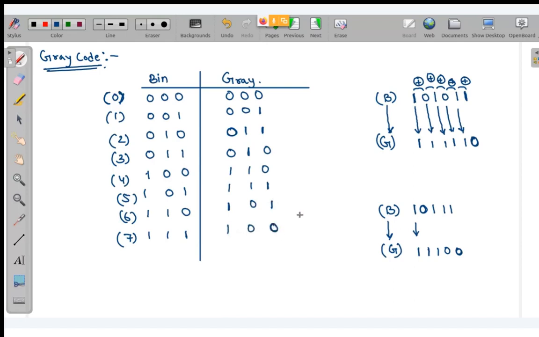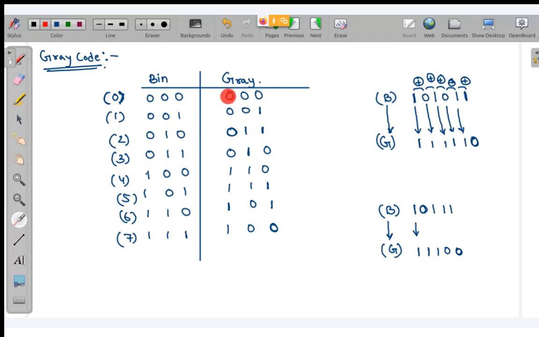Okay, now look very carefully. When we go from 0 to 1 in binary, only the LSB position is changing. So there is a bit change in only one place. But when we go from 1 to 2, you can see the MSB is remaining the same, but the middle bit is changing from 0 to 1 and the LSB is changing from 1 to 0. So there is a bit change of 2 over here. Okay, 2 bits have changed.